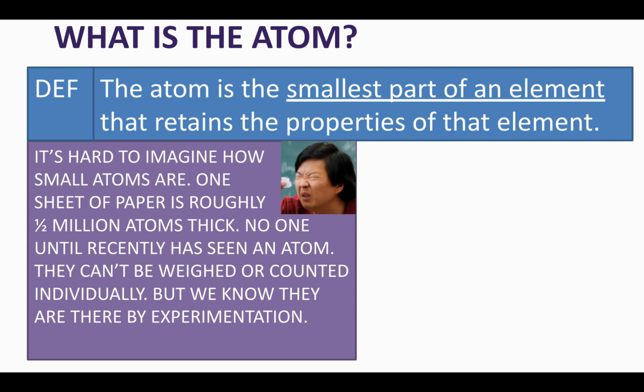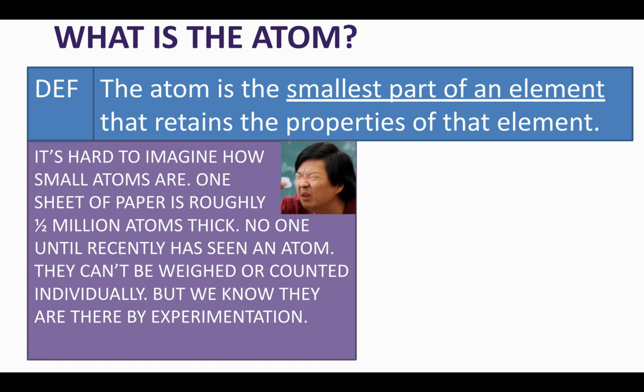Now, it retains the properties of that element, and what that means is that aluminium as an atom will have the same properties as aluminium foil. So it's still a metal. It still has these shiny properties of a metallic element. So that's the definition there, and we'll be looking at that again in terms of revision.